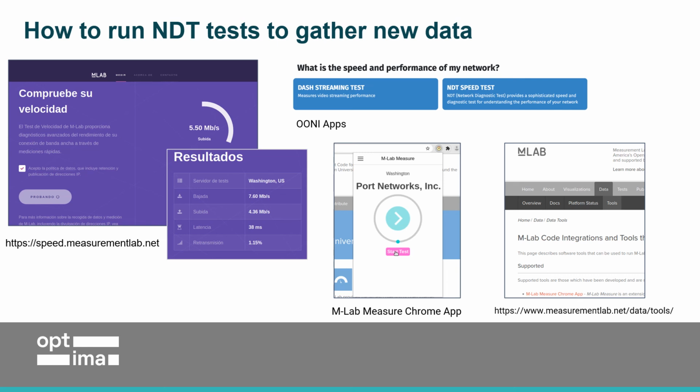On the far left is the NDT test we host at speed.measurementlab.net. It's available in multiple languages. So to see if your language is supported, you can add the two-letter language code after the main part of the URL. At the top right, we have Uni's integration of both the Dash and NDT test. And in the middle is our Chrome application, MLab Measure. Finally, at the far right, a link to our website where we have a page that lists several other integrations of NDT if you'd like to see more examples. So to give you a sense of how the tests work, I'll demo a couple of these next.